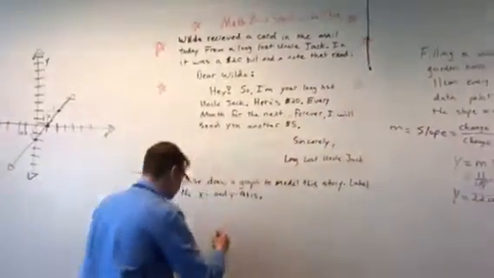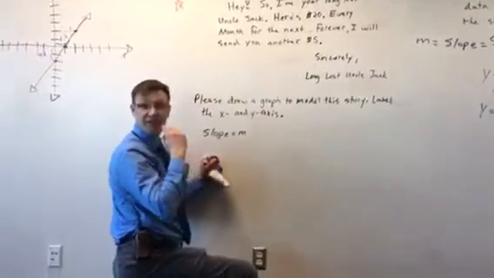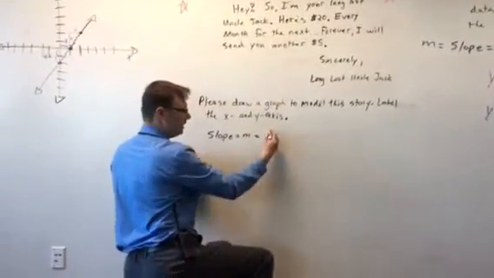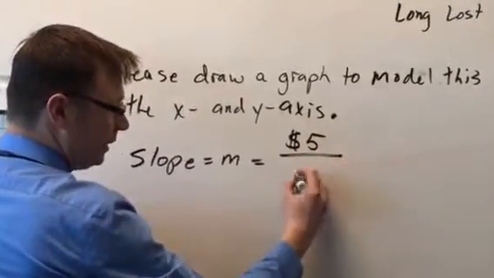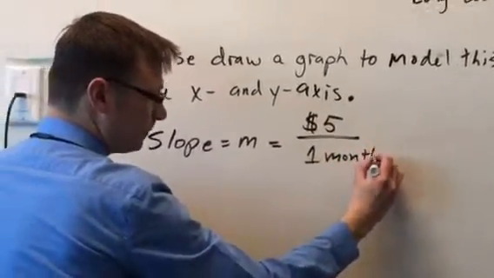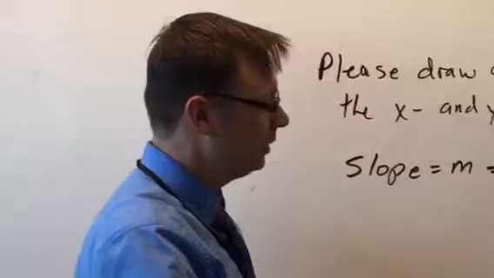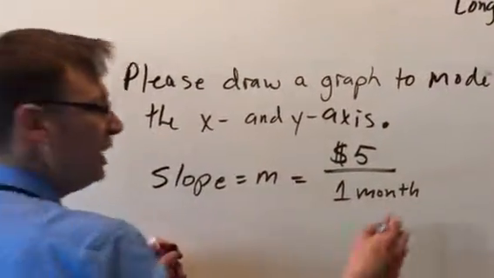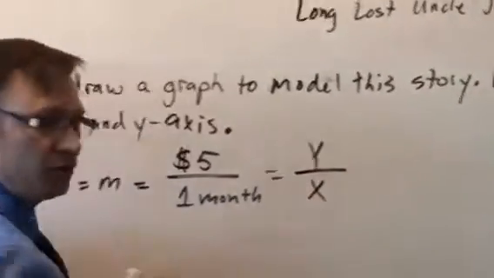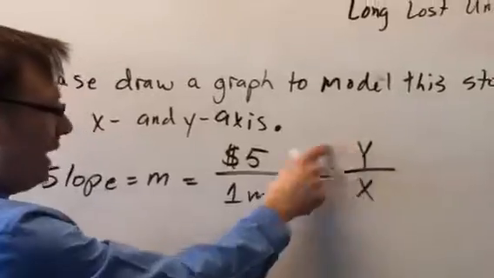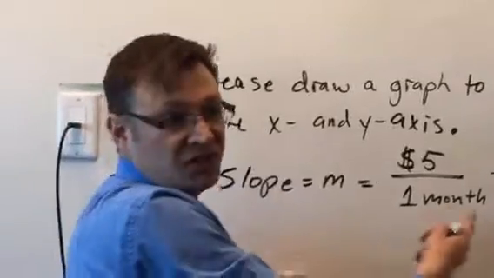So that is the speed. That is our slope, right? So slope is m. Hope we got that on camera. That is your $5 every 1 month. Okay? Because that makes sense, we would say it that way. So then we have talked about slope being that change in y over the change in x, right? So we now know that our y is going to be the money and our x is going to be months. That's how that works.